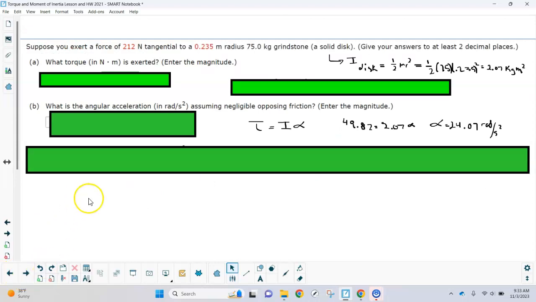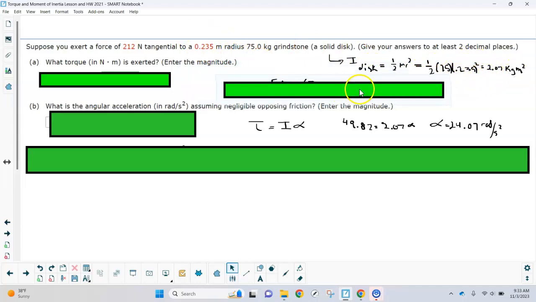The last one here, another one, it says, suppose you exert a force of 212 newtons at a radius of 0.235 meters on a grindstone. So this is the one that we're going to figure out I. So 75 kilograms is the mass of the grindstone. It's a solid disc, so for a disc, it's 1/2 mr squared. So 1/2, 75, and then the 0.235 meters is the radius. So I square that. You get 2.07.